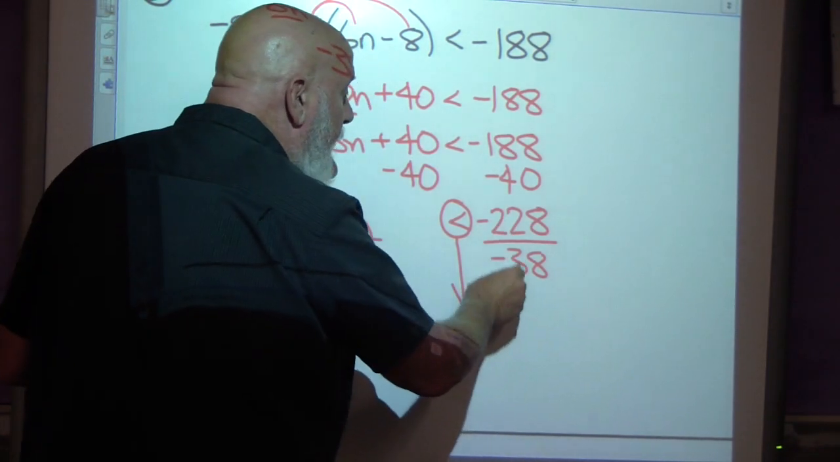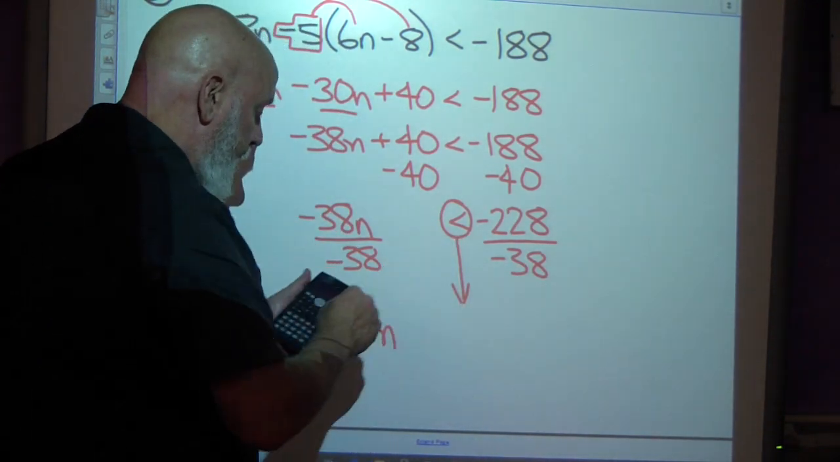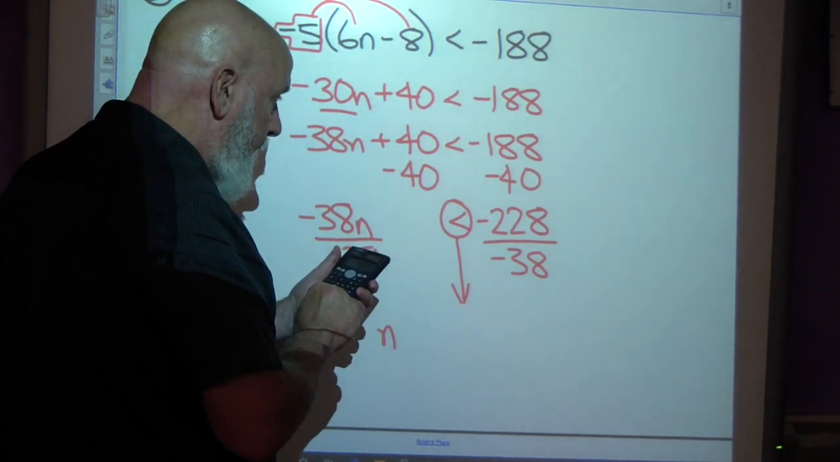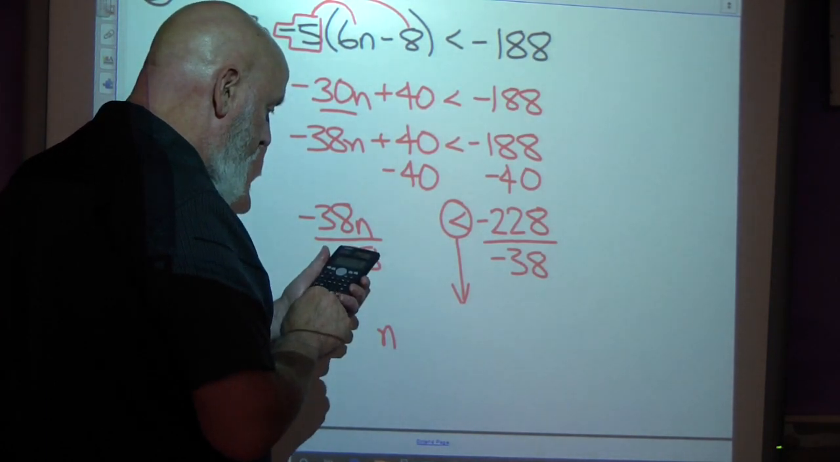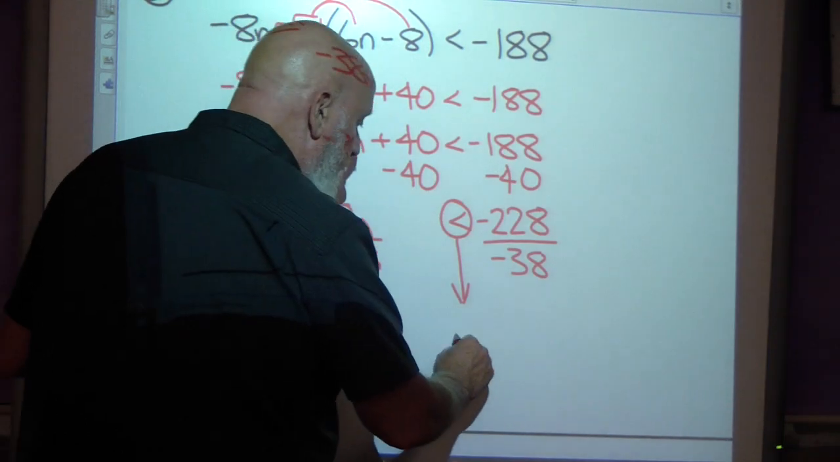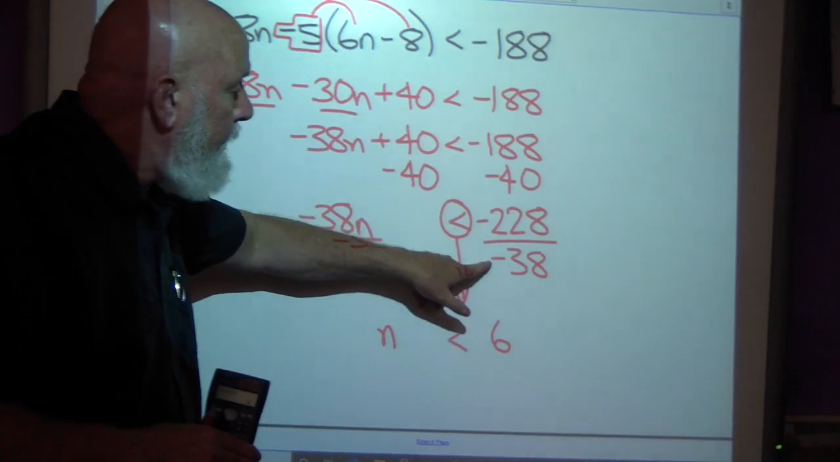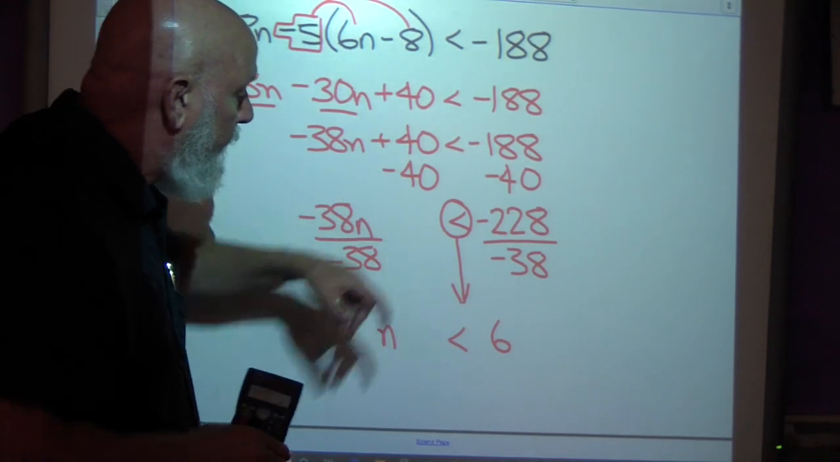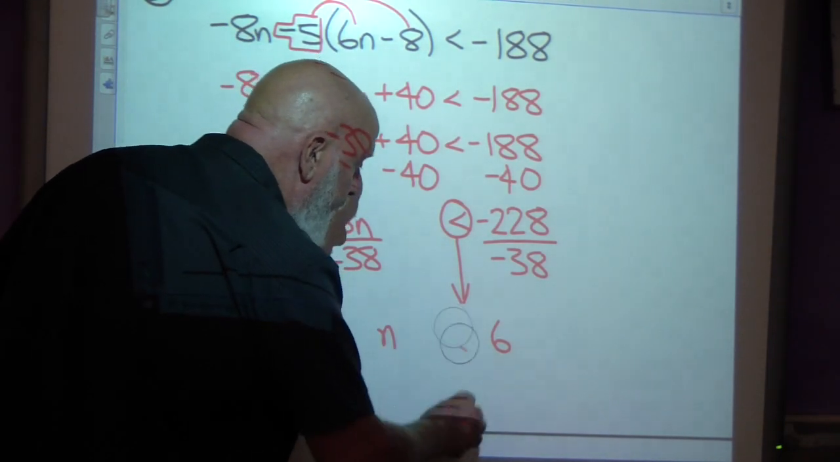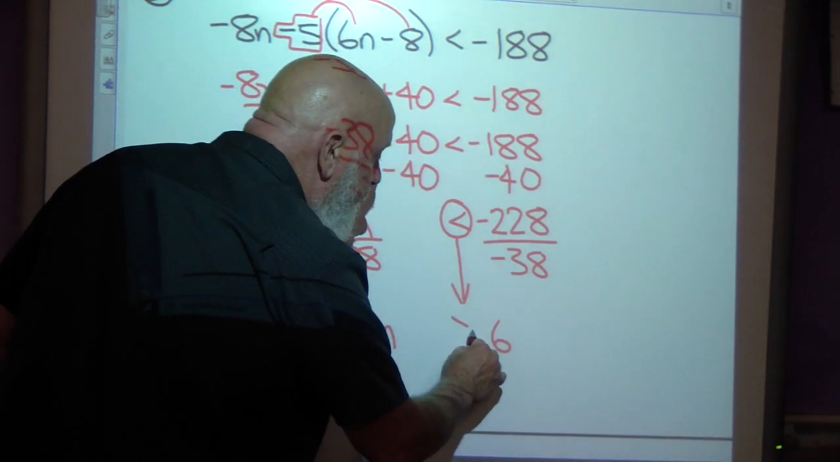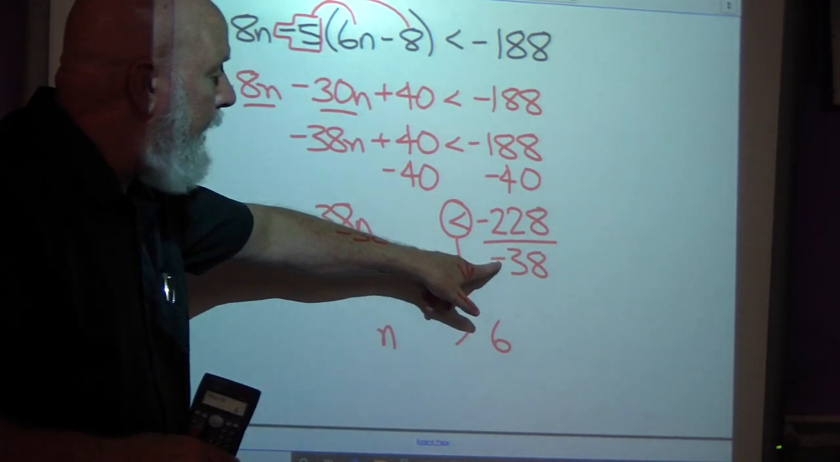Over here, whatever happens is my answer. It's going to be positive, I know that. 228 divided by 38 is 6. So n is greater than 6. Negative divided by negative is positive. I changed the direction of my inequality. I forgot to change it. I changed the direction of my inequality because I divided by a negative.